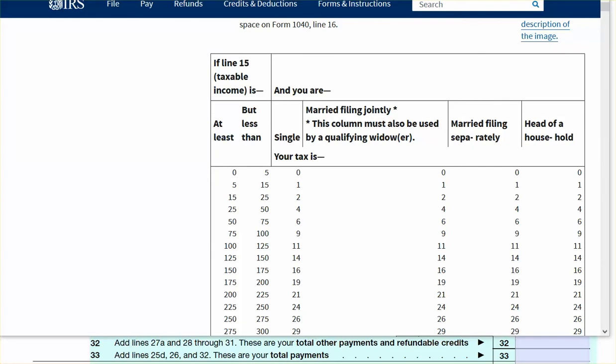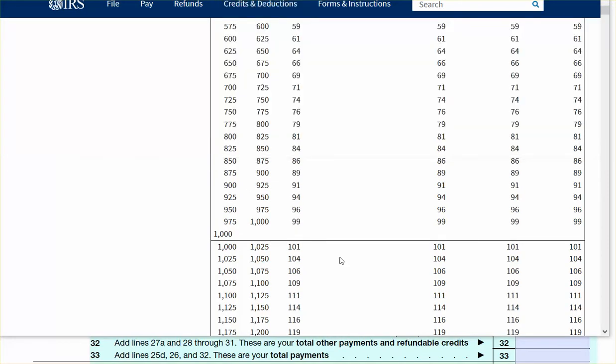Remember from line 15 that Angela had a taxable income of $762. I'm going to scroll down in the table until I find that location. So Angela would fall into this category. Angela's income is bigger than 750, but less than 775.